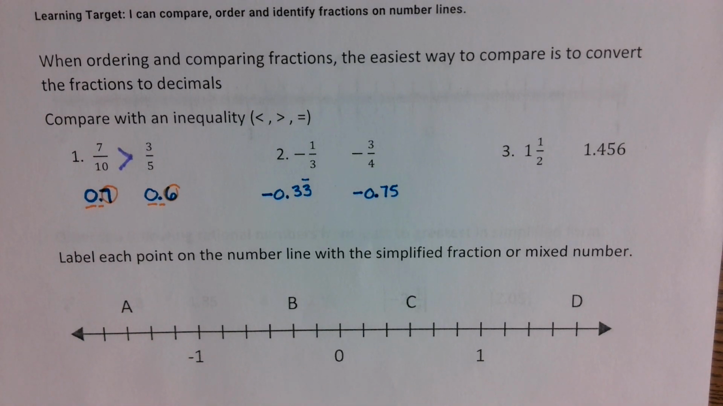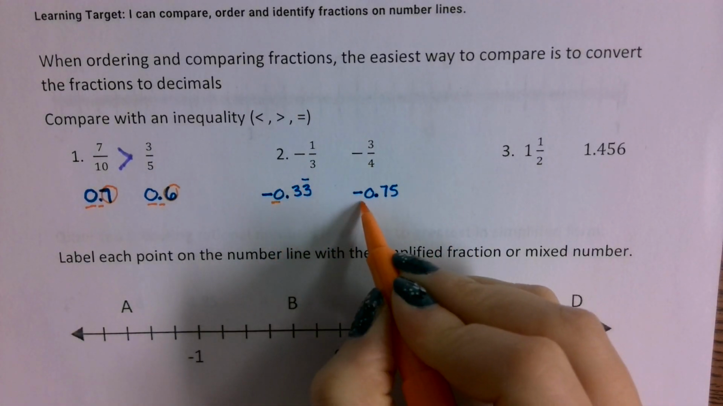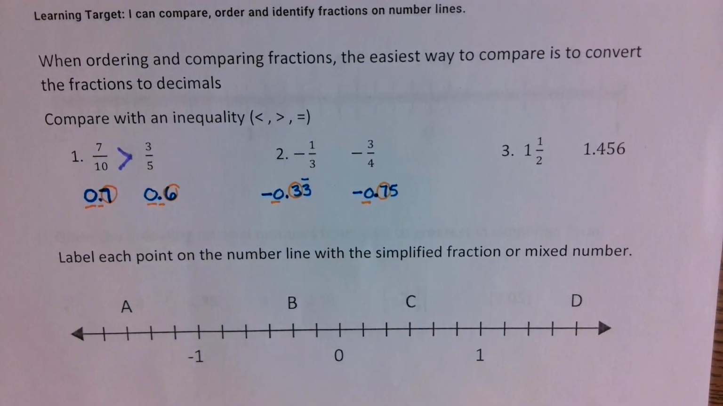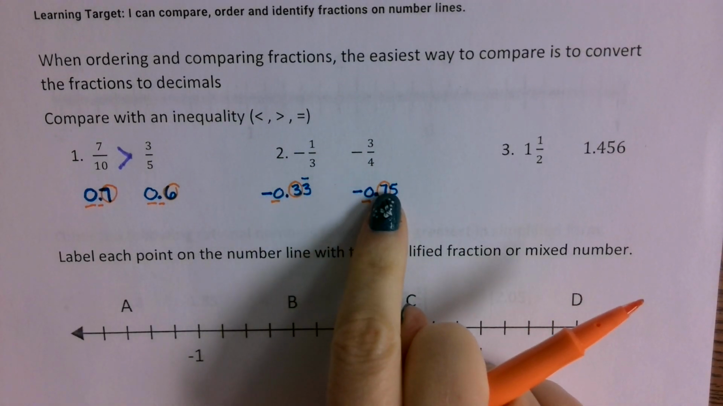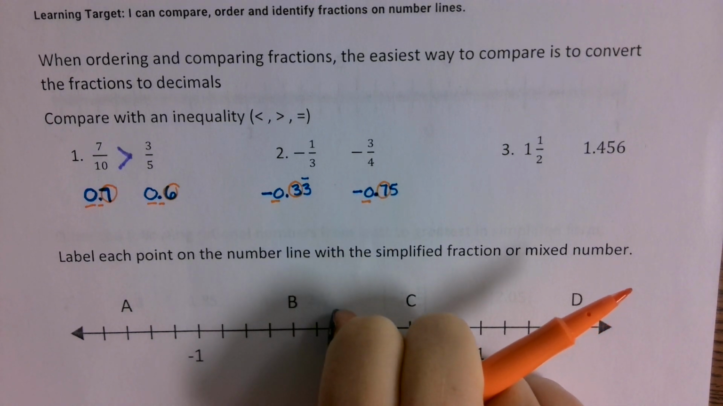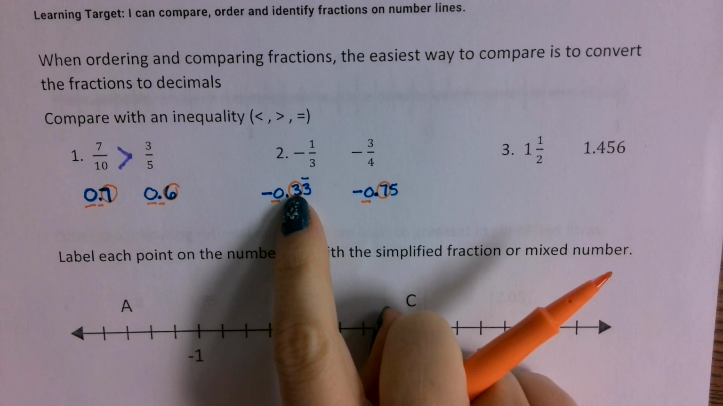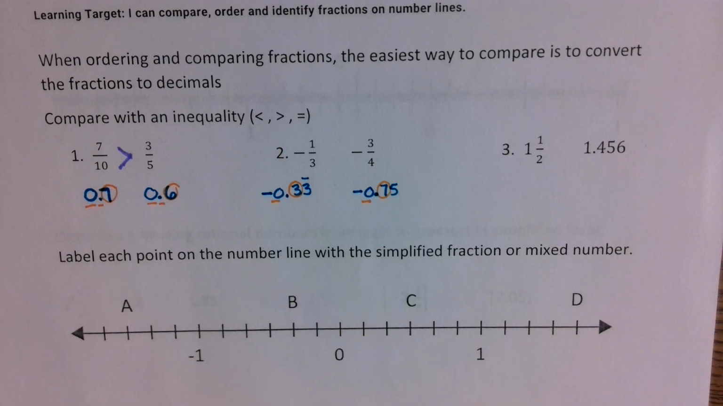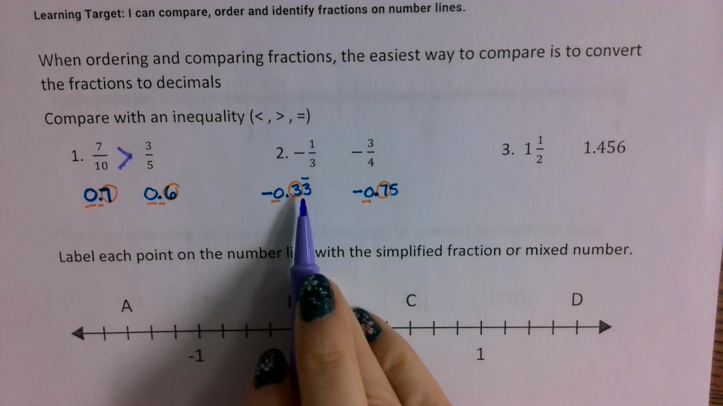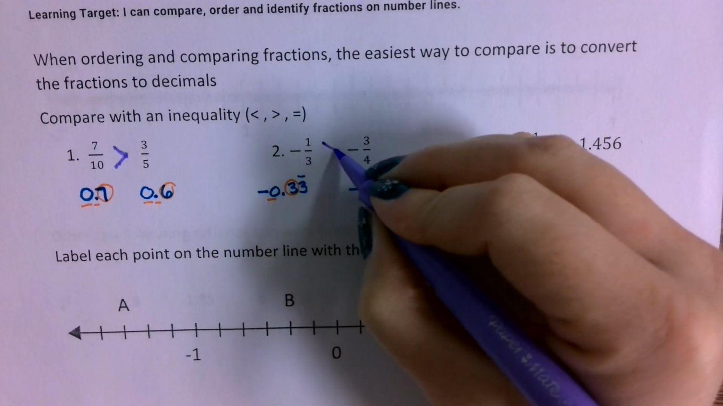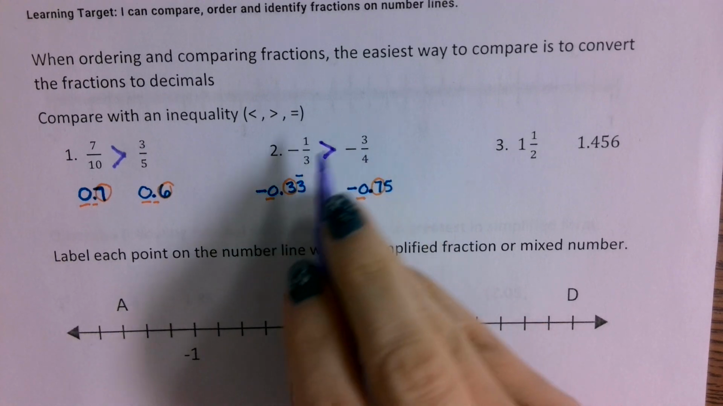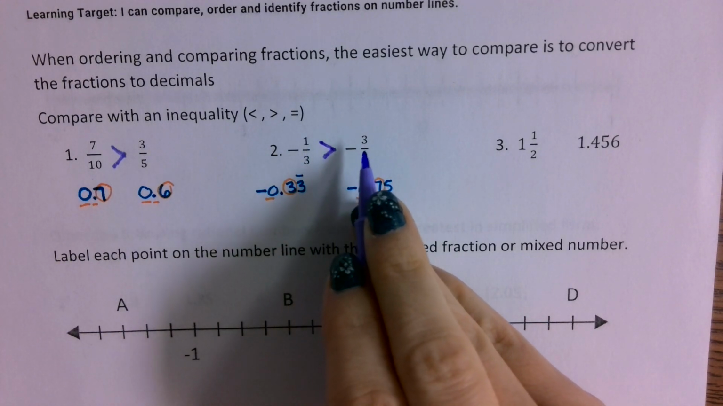Okay, so again, I'm going to look at what is the same and what is different. So I start with the first value. The zeros are the same. I move to the second value. I've got a 3 and I've got a 7, but I'm talking about negatives. So which one's bigger, a negative 3 or a negative 7? Negative 3. So that means negative 0.3 repeated is greater than negative 0.75. So our fraction, negative 1/3, is greater than negative 3/4.